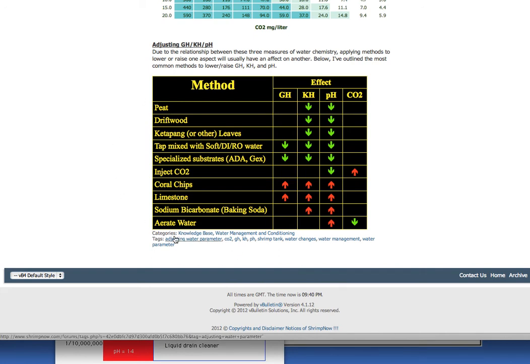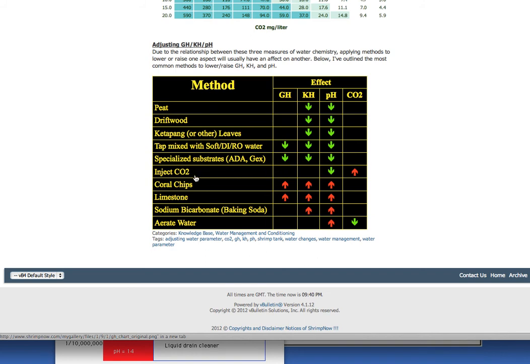And I don't see who actually did this chart, but I will reference this link in the description of this video. The interesting thing is peat and driftwood, they drive your KH down, they drive your pH down. That's just something worth knowing. If you look at special kinds of substrate, the ADA, mono substrate, the Amazon soil, I guess, it tends to drive all of these down.